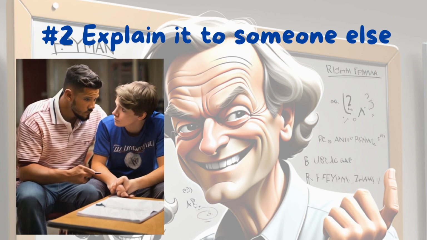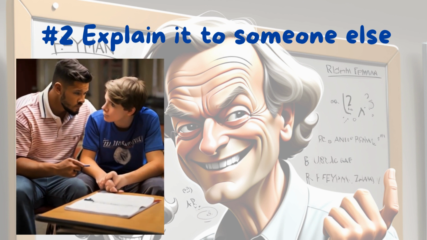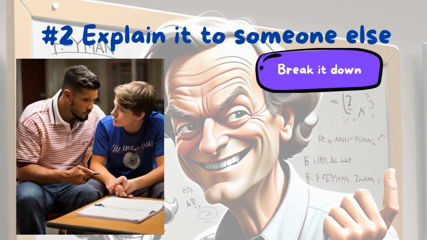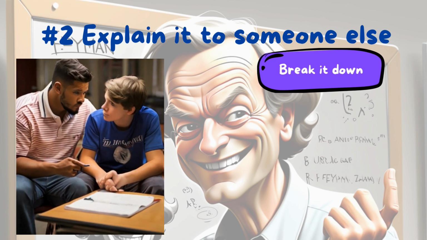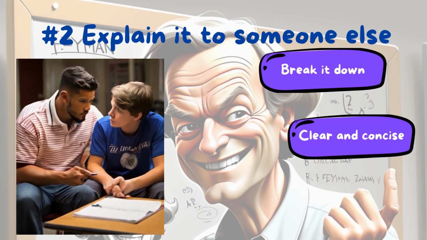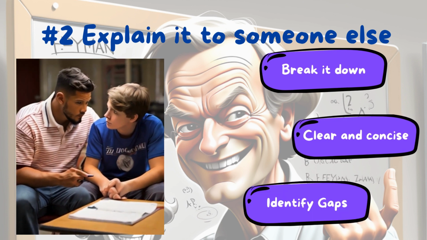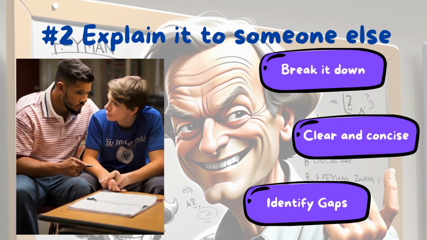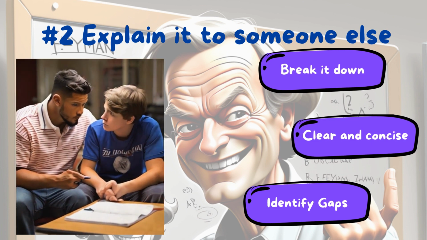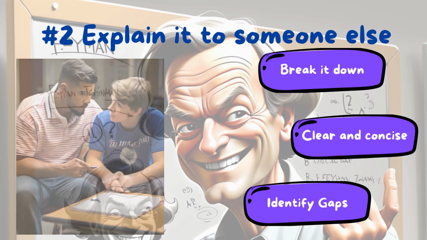2. Explain it to someone else. Imagine you're teaching this concept to someone with no background knowledge. Like a child, this forces you to break down the information into its fundamental parts and use clear, concise language. As you explain, pay attention to any areas where you struggle or hesitate. These are likely indicators of gaps in your understanding.